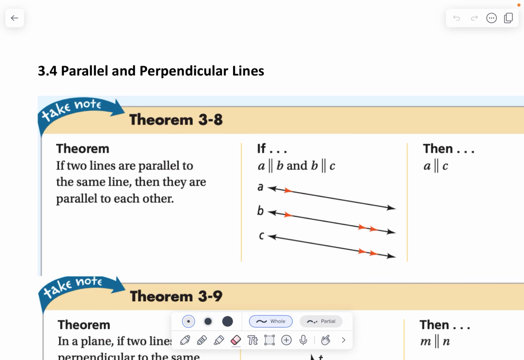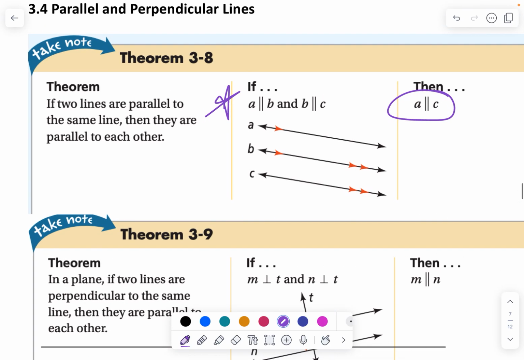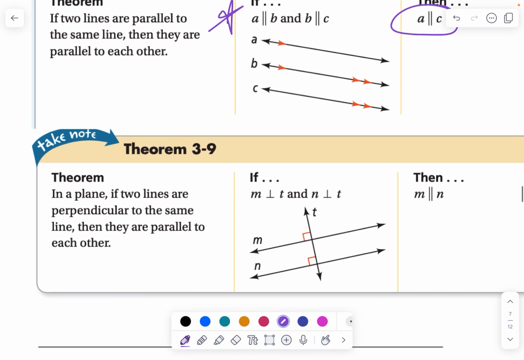3.4, parallel and perpendicular lines. Now, if two lines are parallel to the same line, then they are parallel to each other. So it's almost like the transitive property. Notice right here, it says if A is parallel to B and B is parallel to C, then A is parallel to C. I think we can make sense of that as the transitive property.